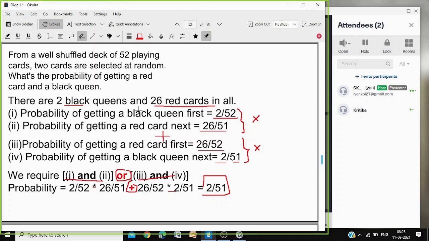Yes. This is the thing. This and this. It's not that I want anyone. I want the black queen and the red card, so multiply. And I want the red card and the black queen, multiply. But this or this, either the first time queen and second time red, or first time red and black, or means addition.